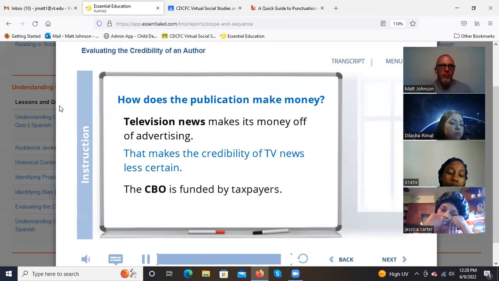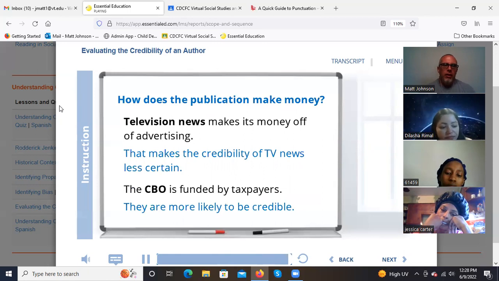The Congressional Budget Office, on the other hand, is funded by taxpayers. They are paid by citizens to look at congressional budgets, so they are more likely to be a credible source. Now it's your turn. Try to evaluate what an author's publication says about their credibility.